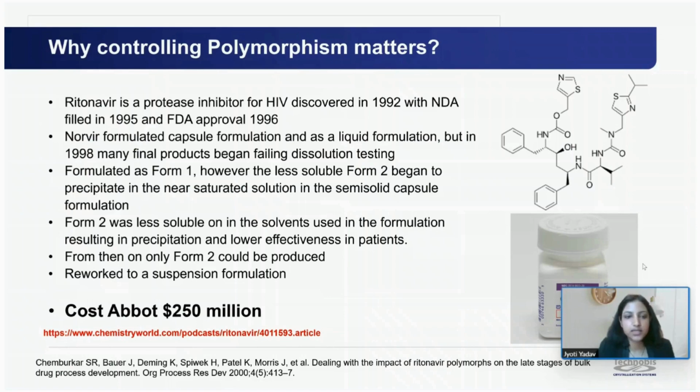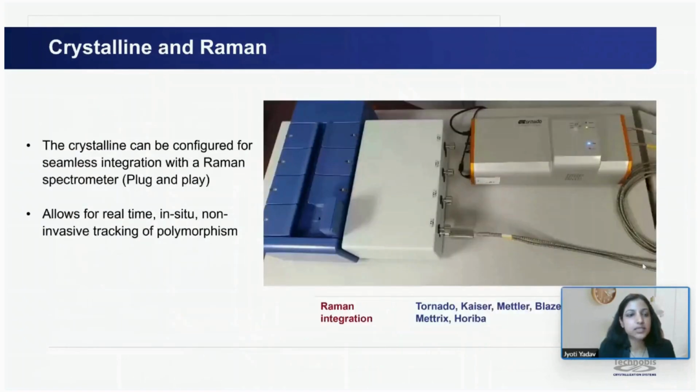Next, the next question is how do we measure it? The polymorph can be checked by Raman spectrometer, which can be easily integrated with the Crystalline instrument. The Raman with Crystalline allows you real-time, non-invasive tracking of the polymorphism, and there are various Raman spectrometers that can be seamlessly integrated with the Crystalline.